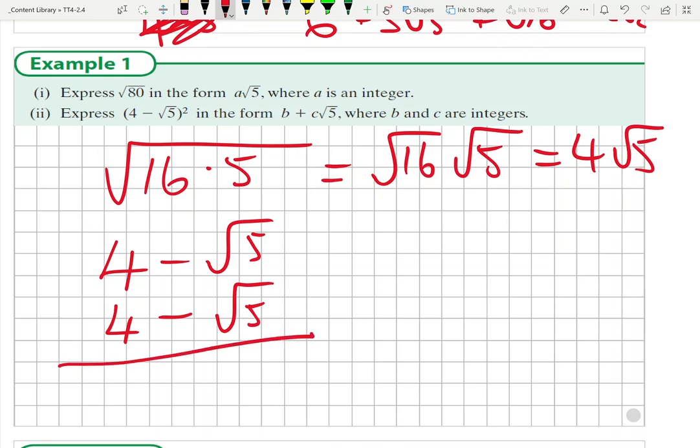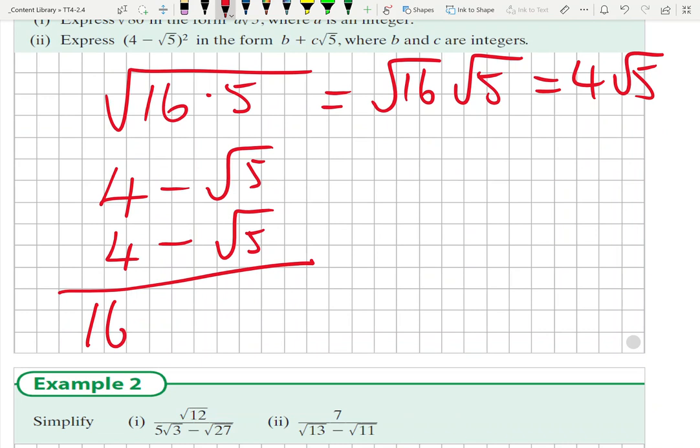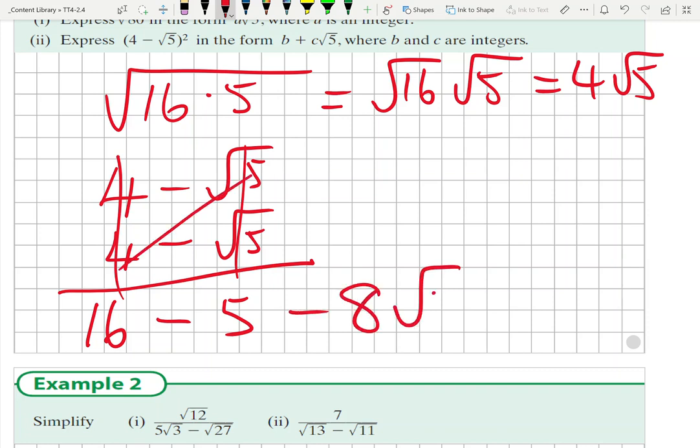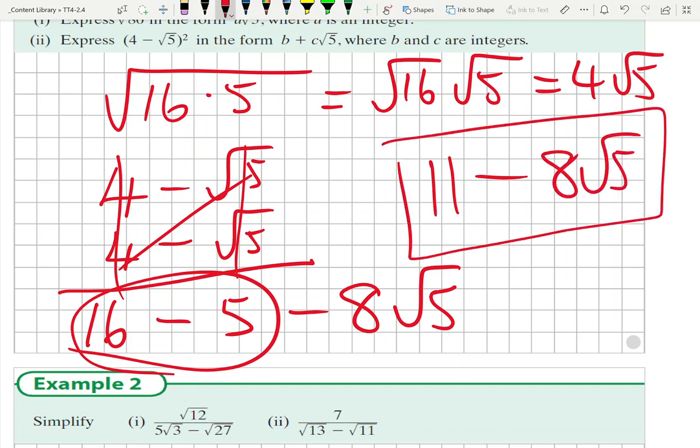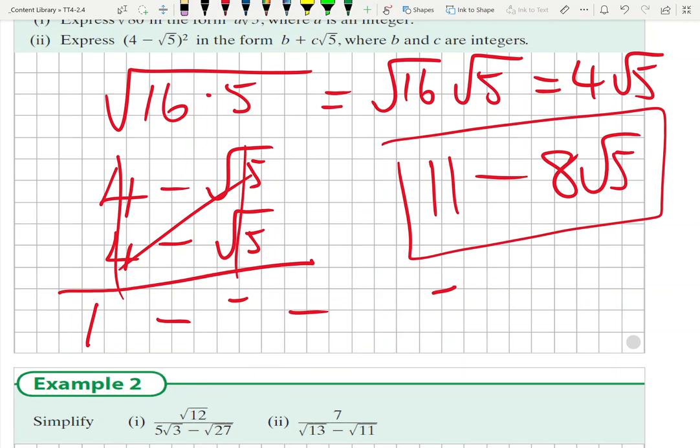Okay, we get 16 minus 5. We kind of picked that idea up from the last one, but we also have minus 8 root 5. And these talk to each other. They're like terms. So 11 minus 8 root 5 is the product.